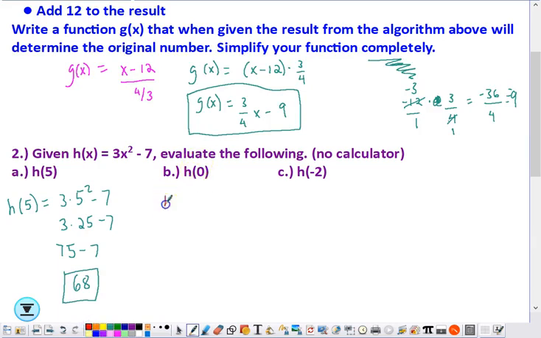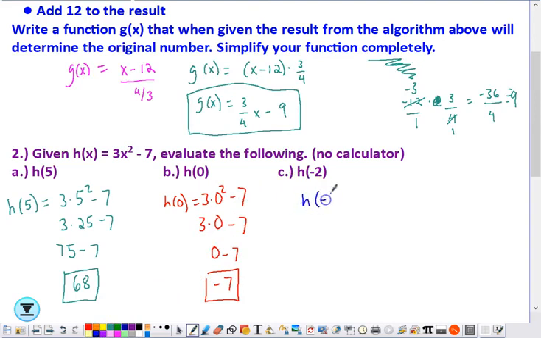H of 0 is going to be 3 times 0 squared minus 7. Well, 0 squared is 0. 3 times 0 is 0. Minus 7 is negative 7.